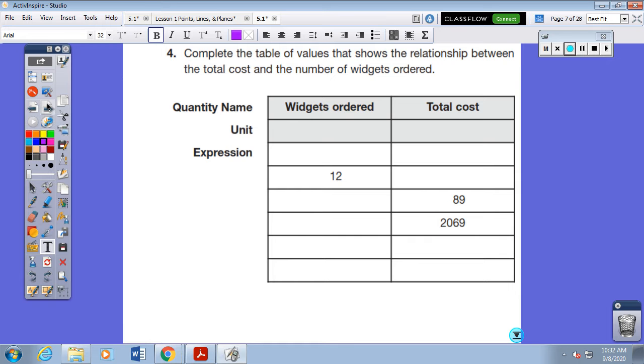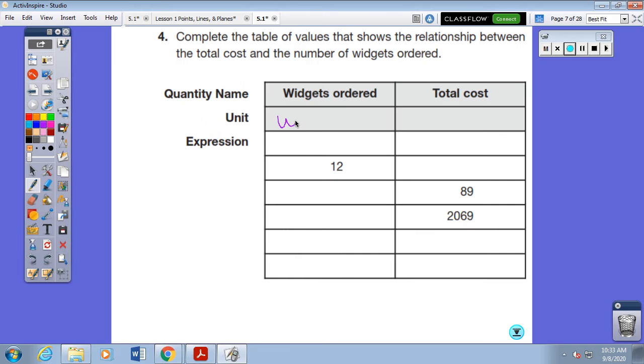So now we're going to use the table and we're going to graph this thing. So complete the table of values shown. So units, we're looking at widgets, and total cost would be dollars. Okay, so widgets is x. Total cost though is going to be 4x plus 9, because that's what y was. Okay.